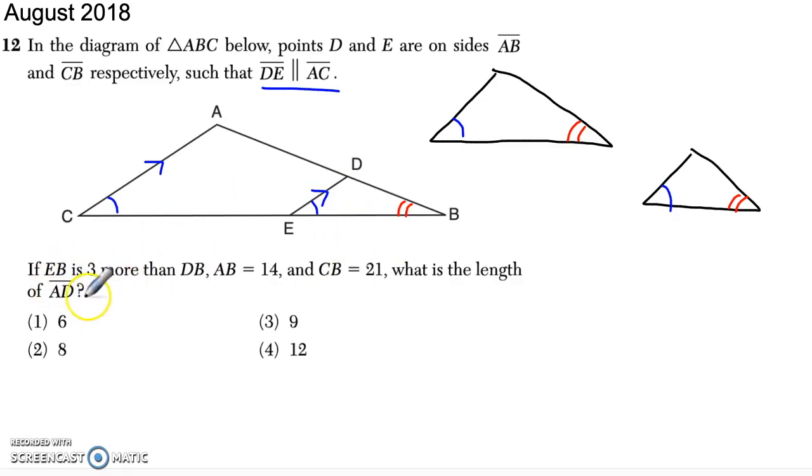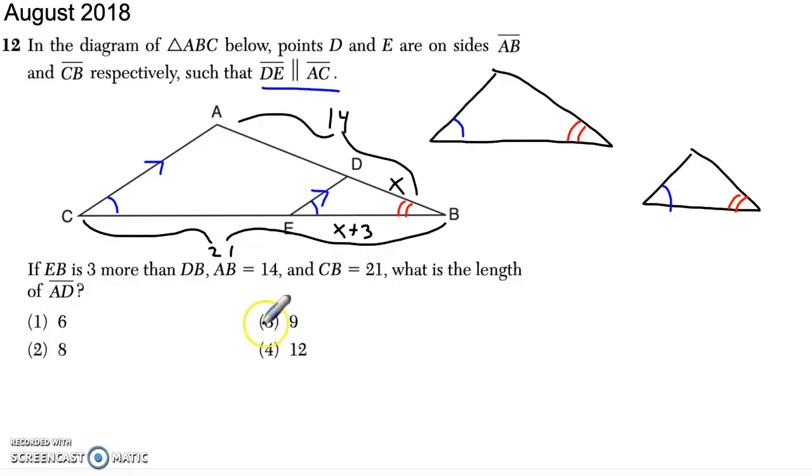So EB, that's this guy, is 3 more than DB. Okay, so a little algebra here. If it's 3 more than DB, we're going to call DB x, and EB is x plus 3. AB is 14, that's this entire side. And CB is 21, that's this entire side. So let's get all this information into our separate triangles now. Big triangle first, this side is 14, the other side is 21. Little triangle next, this side is x, this side is x plus 3.